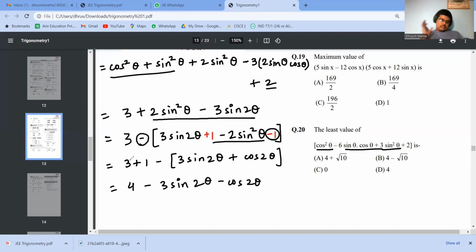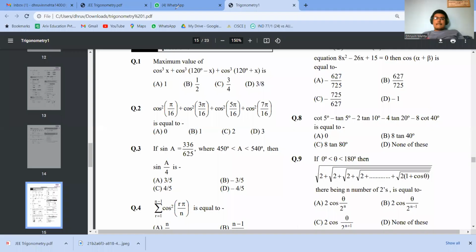Four minus root 10. That's option B, 4 minus root 10. Done. Right. Sure, we'll take the next one. Let us take the second one.